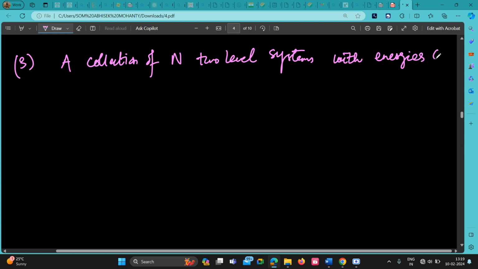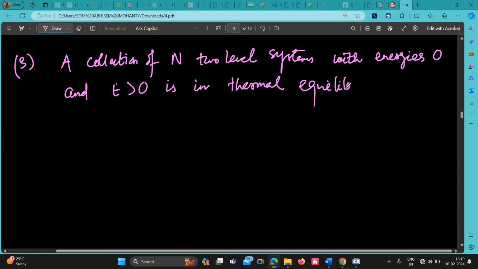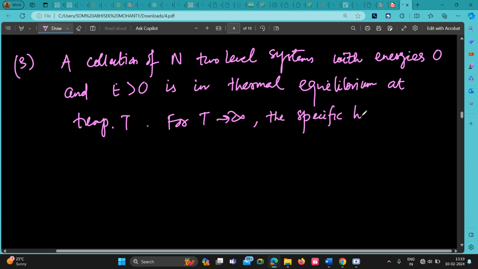A collection of n two-level systems, with energy 0 and E greater than 0, is in thermal equilibrium at temperature T. For T tends to infinity, the specific heat approaches to dash.